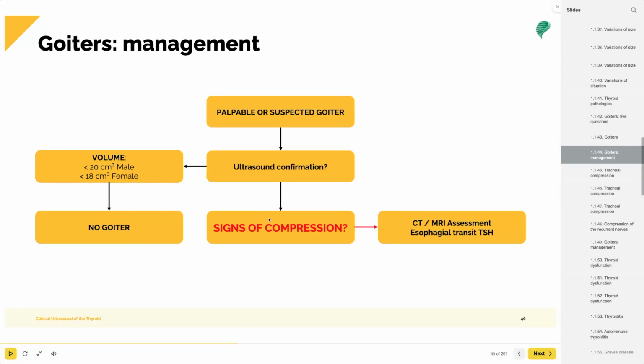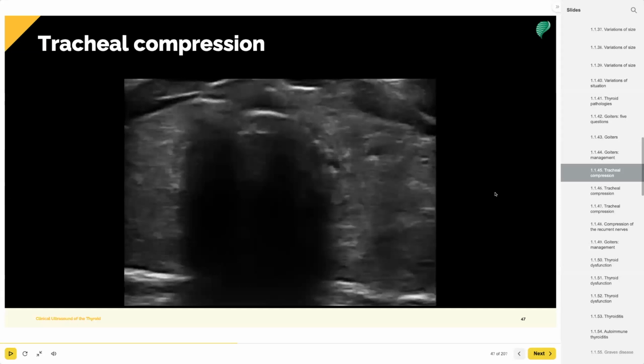signs of compression? And if so, we would have the patient sent for a CT or an MRI. This is an example of tracheal compression. So this would warrant further evaluation of the thyroid, such as an MRI.